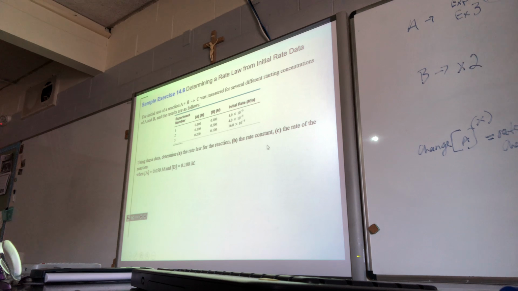Let's use, what experiment do you want to use? 1, 2, or 3? 3. Let's use experiment 3. So we're going to plug in our rate, which we were given is 16 times 10 to the negative 5th, is going to equal K, which is a value we don't know, that's what we want to solve for, times the concentration of A at that point, which is 0.2 squared. That makes sense? Calculate K.